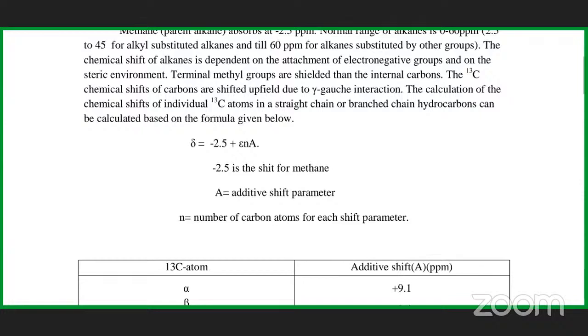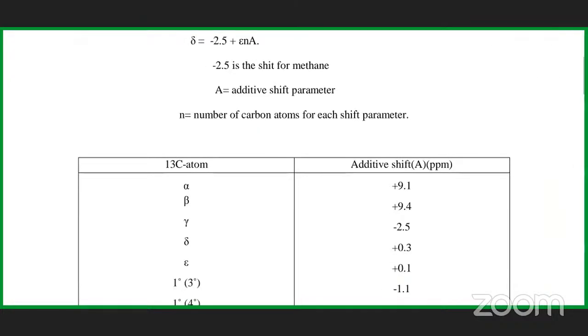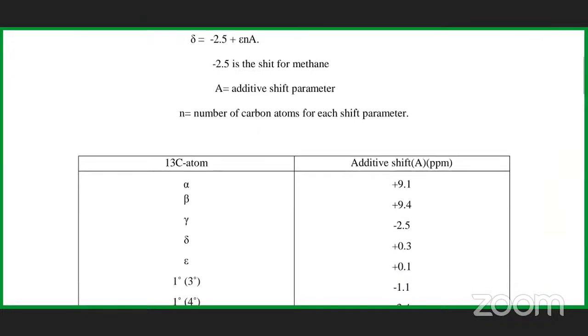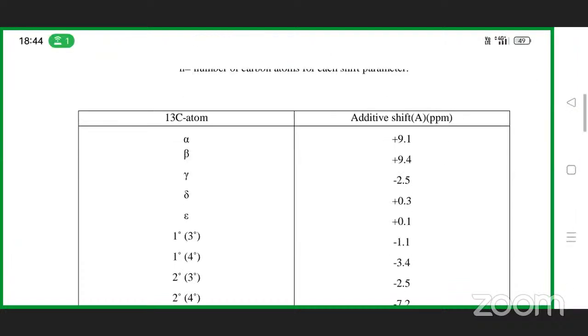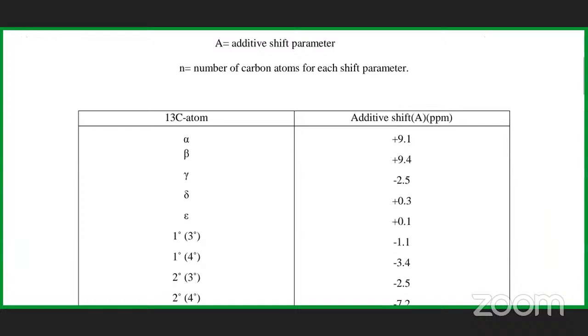Here n is the number of carbon atoms for each shift parameter, and A is the additional shift value. The additional values are given: if it is in the alpha position, it is 9.1; if it is in the beta position, it is 9.4; for gamma it is minus 2.5; and for delta it is plus 0.3.